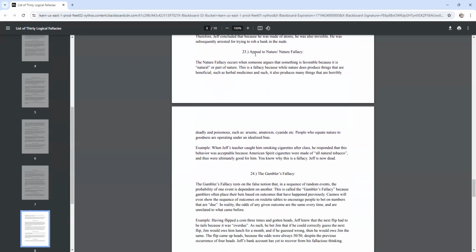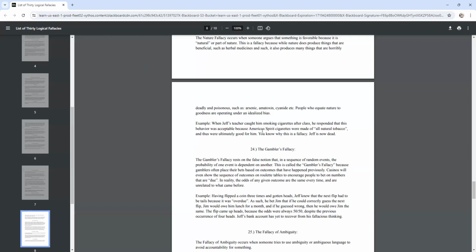All right. Number 23, appeal to nature, the nature fallacy. The nature fallacy occurs when someone argues that something is favorable because it is natural or a part of nature. I'm sure you've heard this one before, right? This is a fallacy because while nature does produce things that are beneficial, such as herbal medicines and things like that, it also produces many things that are horribly deadly and poisonous, such as arsenic, amatoxin, cyanide, etc. People who equate nature to goodness are operating under an idealized bias and therefore guilty of a fallacy.